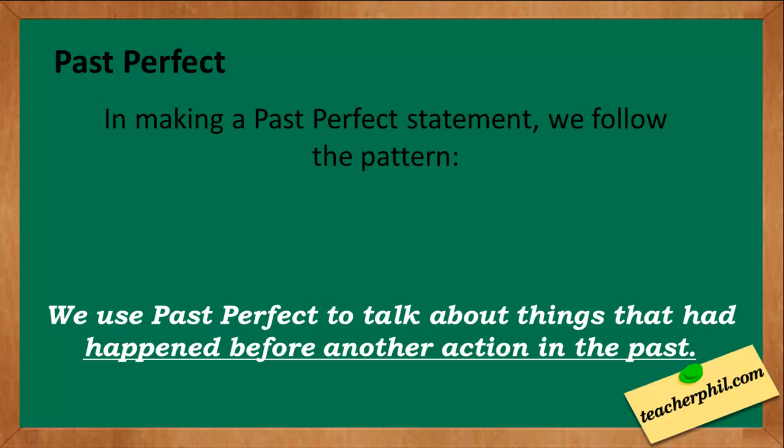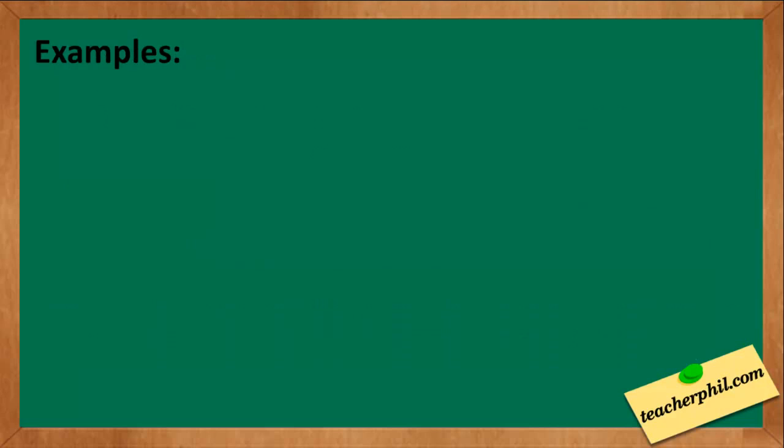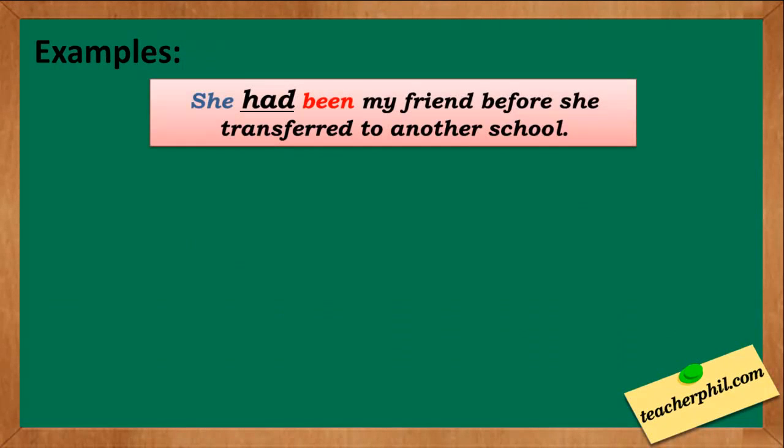In making a past perfect statement, we follow the pattern subject plus had plus main verb in past participle. We use past perfect to talk about things that had happened before another action in the past. Examples: she had been my friend before she transferred to another school.